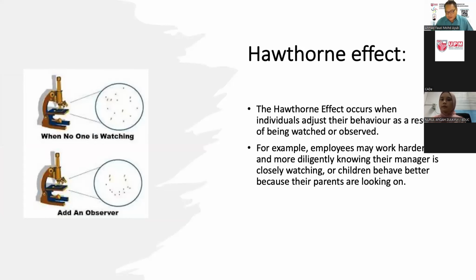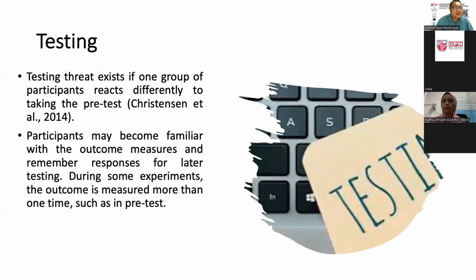And then in relation to this John Henry effect, we have the Hawthorne effect. The Hawthorne effect occurs when individuals adjust their behavior as a result of being watched or observed. So, let's say in these two groups, the students in the control group realize that their teachers are not using computers in their class, whereas the other class is using computers. Then they notice that the teachers are doing research on this. So maybe they have a discussion among themselves and say, okay, let us prove that our class is better. Even though we are not taught using the computer, we can perform better. So in this case, you have what we call the Hawthorne effect. After they realize that they are being watched and also being tested. Okay. And then for the testing effect, it occurs when one group of participants reacts differently to taking the pretest.